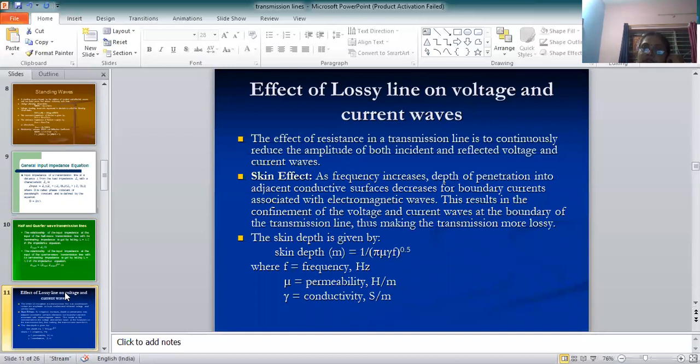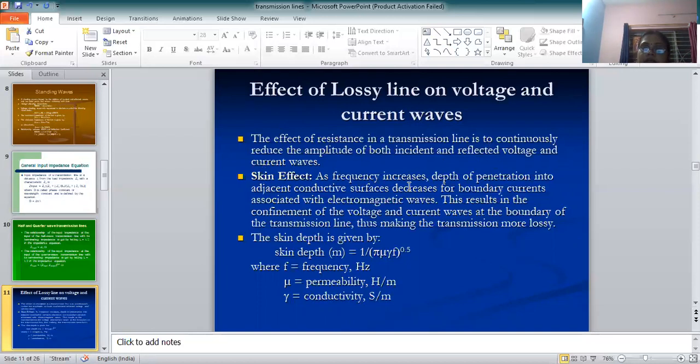Now the effect of a lossless line on voltage and current waves. The effect of the resistance in a transmission line is to continuously reduce the amplitude of both incident and reflected voltage and current waves. Then we will define the skin effect.